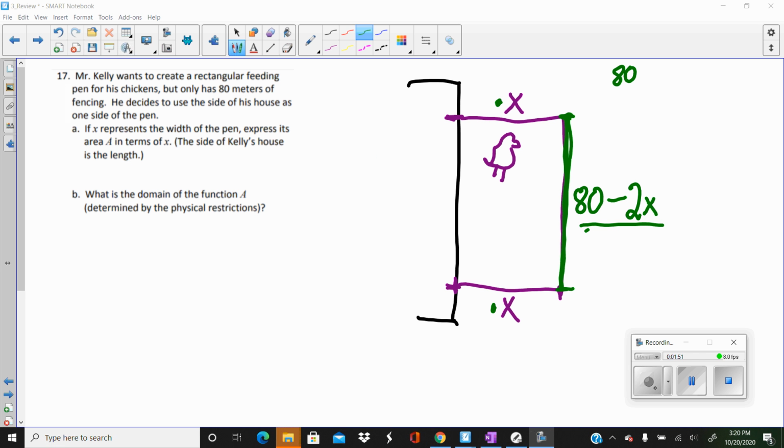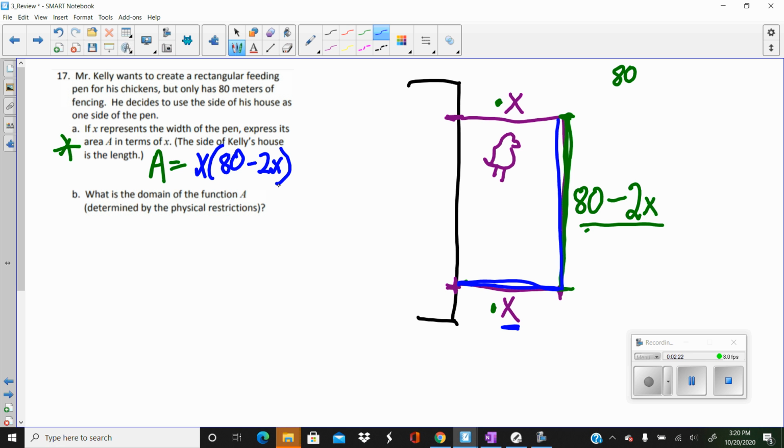So for problem A here, we're being asked to express the area of the pen in terms of X. So the area equals length times width, base times height, however you want to look at it. And let's use a different color. Here's our base right here, measured as X, and our length or height is 80 minus 2x. So if we multiply those two quantities together, whatever they happen to be, that will be the area of our pen. Now we can multiply this out and distribute X if we wanted to, and I think that's probably what they want us to do.